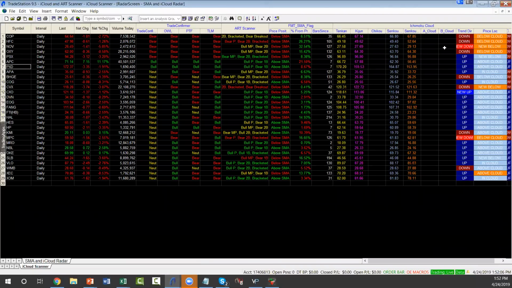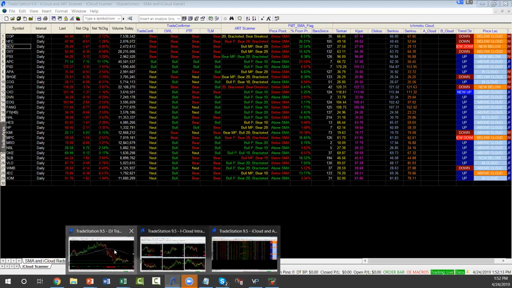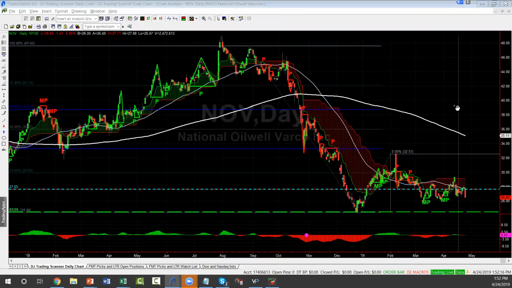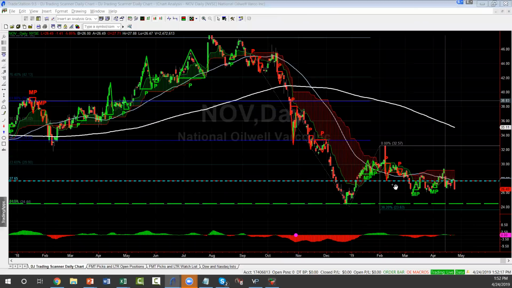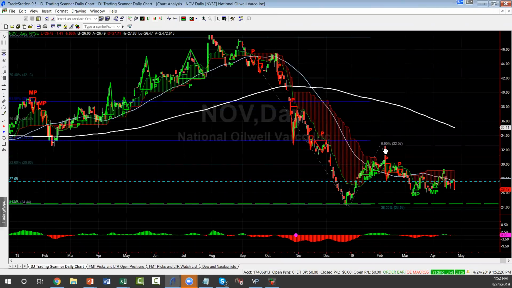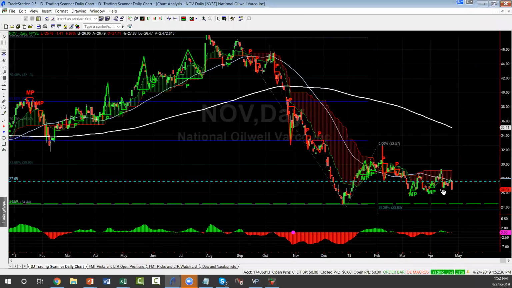What's this one? New down. What is this? New Ichimoku cloud downtrend. NOV. It seems like I've heard of this. It's in a channel. Big impulsive down, kind of a weak retracement. Now it's in a channel. It is under the cloud. It is down. It is red on the owl here, but yeah, not feeling it on that one.